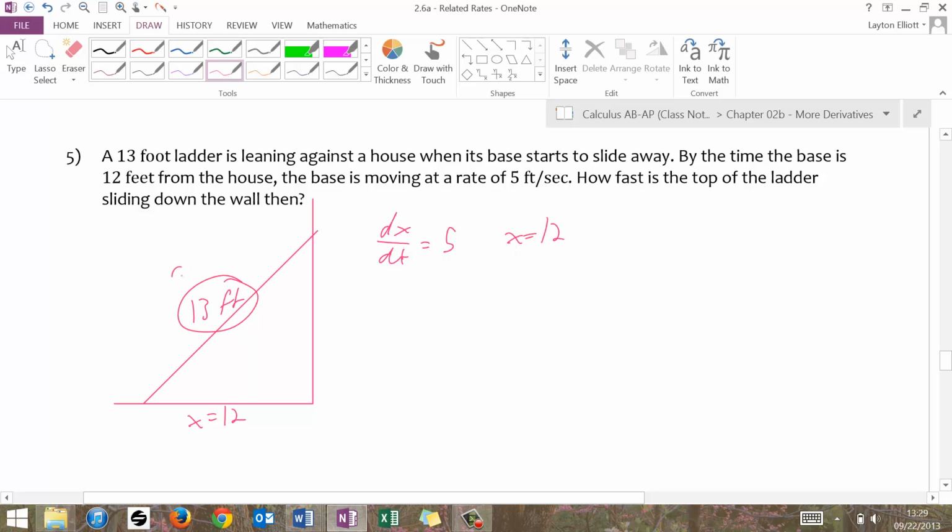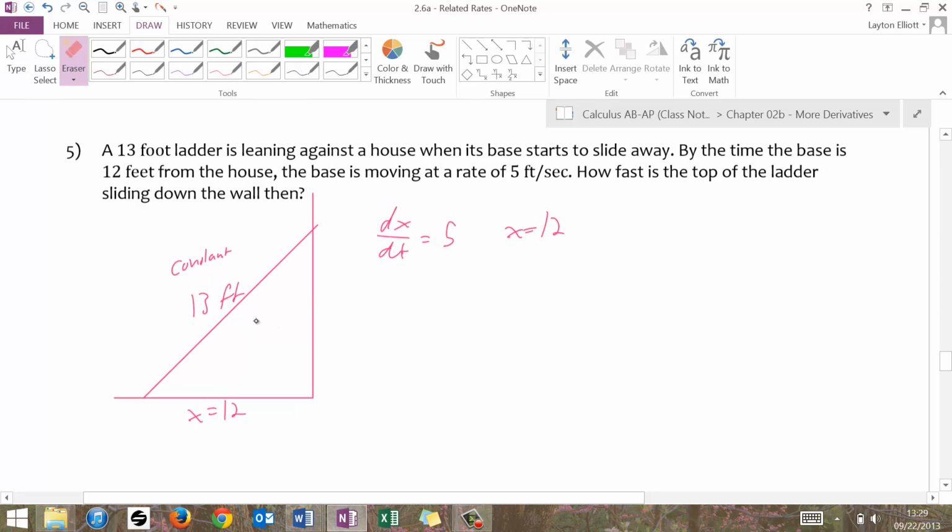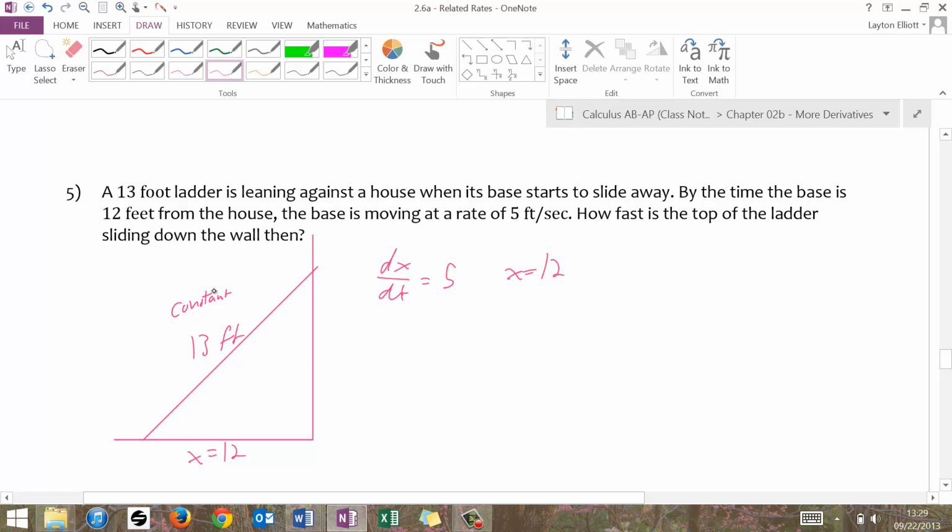This is constant, so I'm not going to define that as a variable because that one's not changing. The ladder will always be 13 feet. We can call that h, and it wants to know what dh/dt is. How fast is it sliding down the wall? So if we keep that going, I can do the same thing that we did before. 13 squared is equal to x squared plus h squared. And it wants to know what dh/dt is. So I should know what h is. 13 squared minus 12 squared is 5. So h would be 5 by Pythagorean theorem.